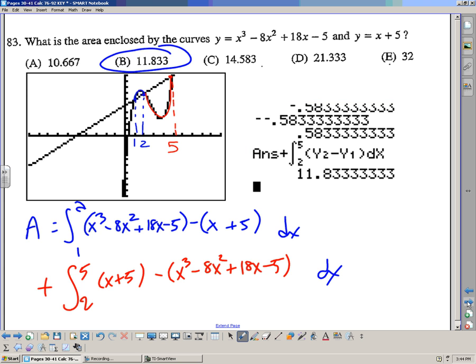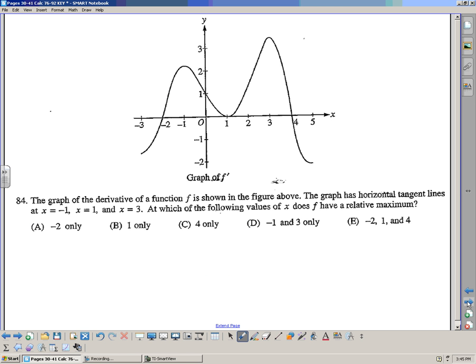All right, so here we go. Number 84, here's the graph of f prime again. The graph of the derivative of the function f is shown in the figure above. The graph has horizontal tangent lines at x equals -1, 1, and 3. At which of the following values does f have a relative maximum? I would draw the number line out for this one. And some of you I know don't need to do this, but I like to do it anyway.